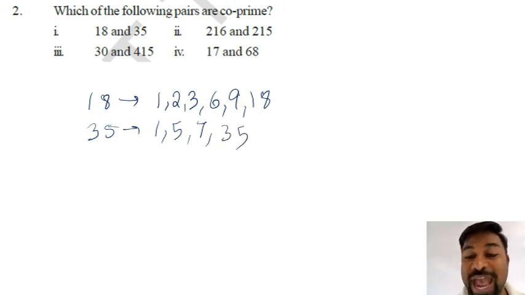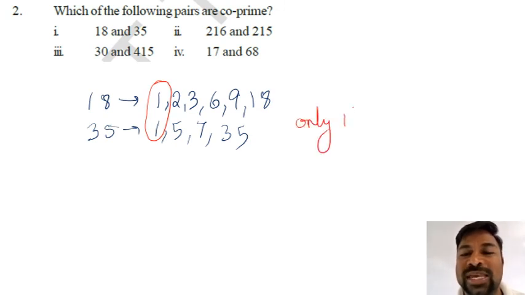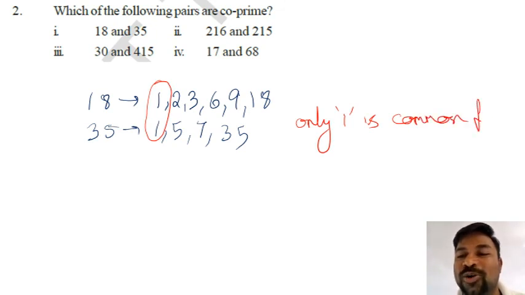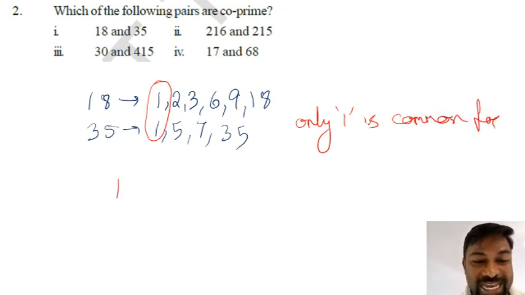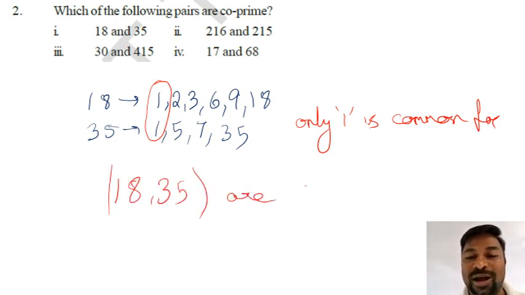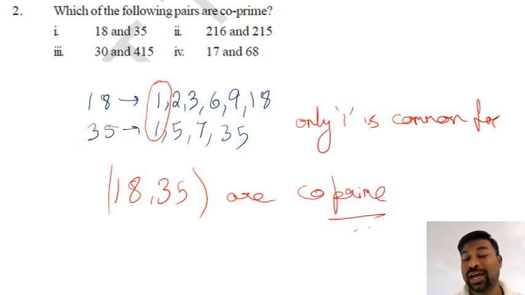Okay, I have checked the factors of both of them. Now let us check which is the common factor present in both. Only 1. So only 1 is the common factor. Okay, so what can you say from that? Yes, 18 and 35 are co-prime. So this is how to figure out whether numbers are co-primes or not. Hope you are able to understand with the help of these videos what I am doing. Let's follow the other one.